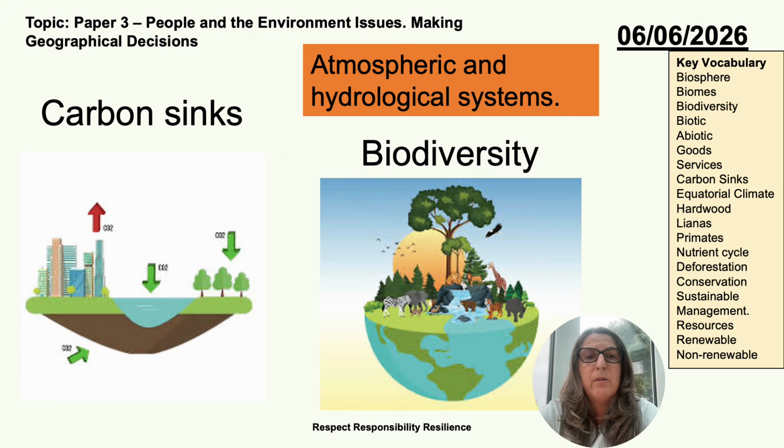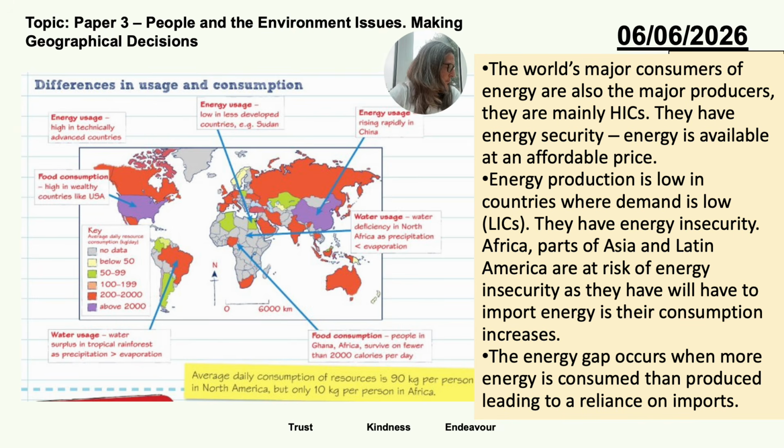The other thing is we are threatening biodiversity as well, because by removing biomes and by removing rainforests, we are threatening the biodiversity of the planet because we are destroying habitats. So obviously some very, very important consequences of overexploitation of resources.